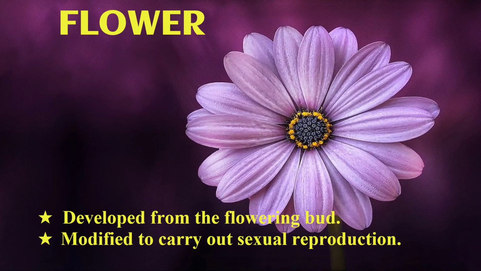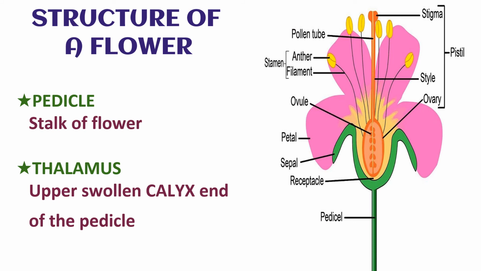Flower. Yes. Flower is the most attractive part of the flowering plants, and it develops from the flowering bud. It is modified to carry out sexual reproduction. Students, let's study structure of a flower. Here you can see a longitudinal section of a flower. At the base, you find one stalk-like structure called pedicel. A flower is attached to the plant with this pedicel only.